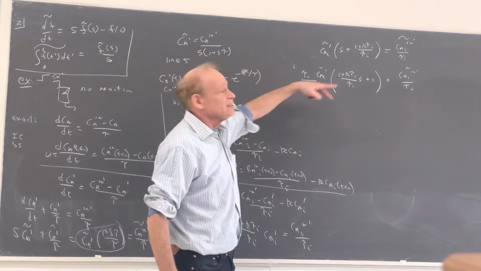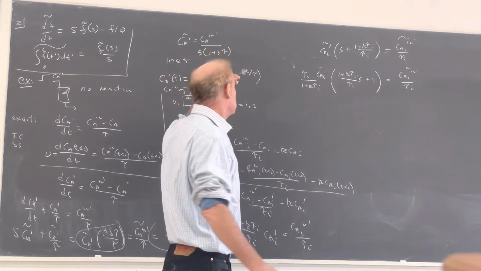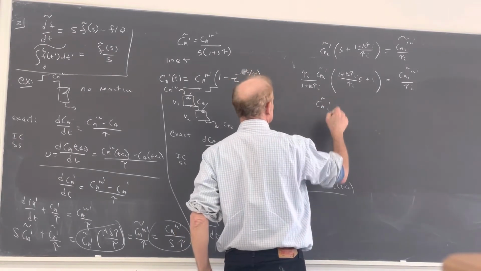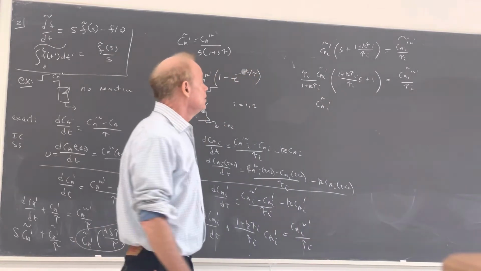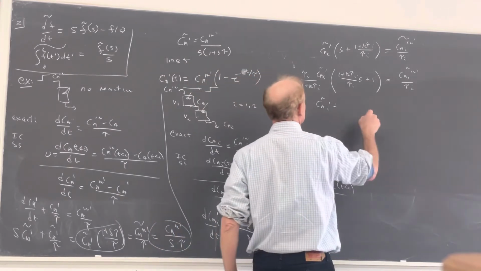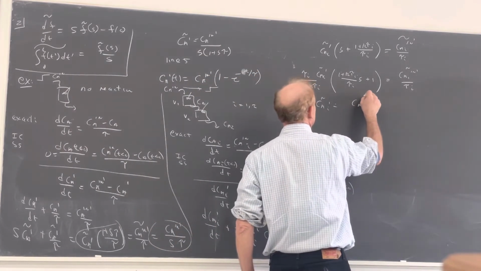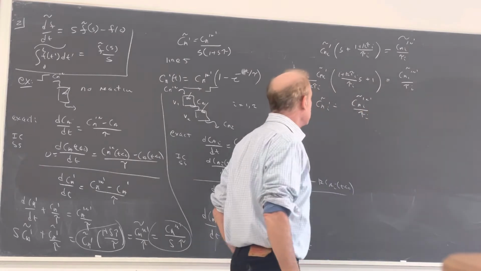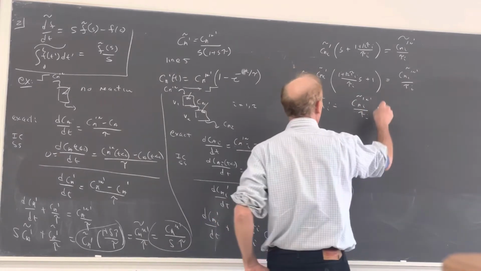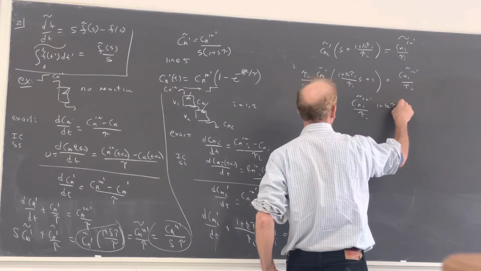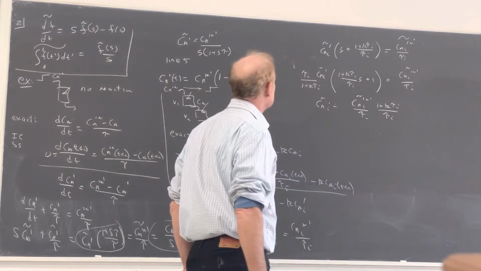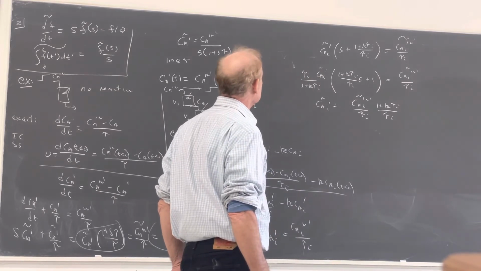And now I'm going to bring this to the other side of the equation. So I'm going to solve for CAi prime tilde. CAi prime tilde is equal to CAi in prime tilde over tau i. That was that. And now I'm going to multiply by 1 plus k tau i over tau i. Am I doing this right?